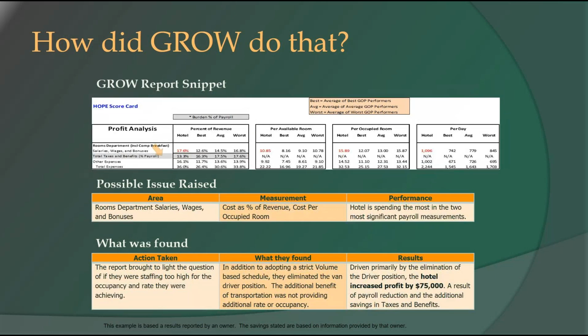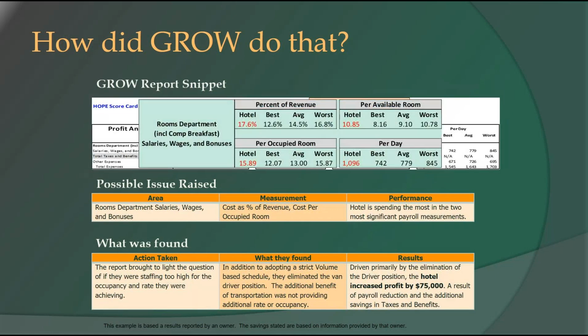Let's look at this next one. On this example, the hotel discovered that they were the worst performer in both per available room and a percent of revenue in the room salary comparison. The owner basically reconsidered their staffing levels. They weighed the pros and cons of maintaining a van driver at their hotel, and ultimately they realized that that benefit to guests wasn't providing either a bump in ADR or an occupancy. They chose to eliminate the driver and effectively increase their bottom line by about $75,000.